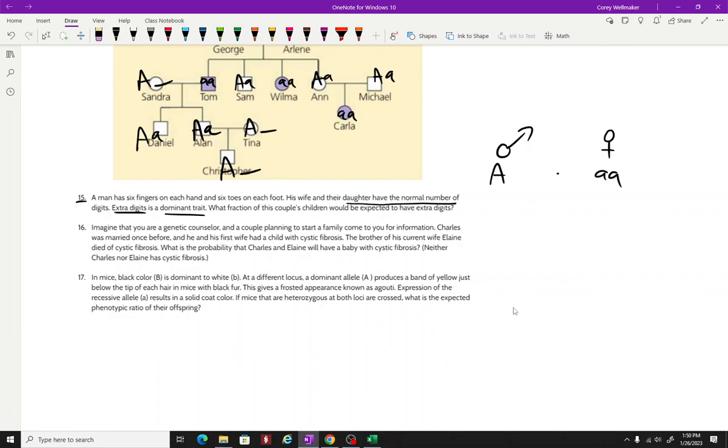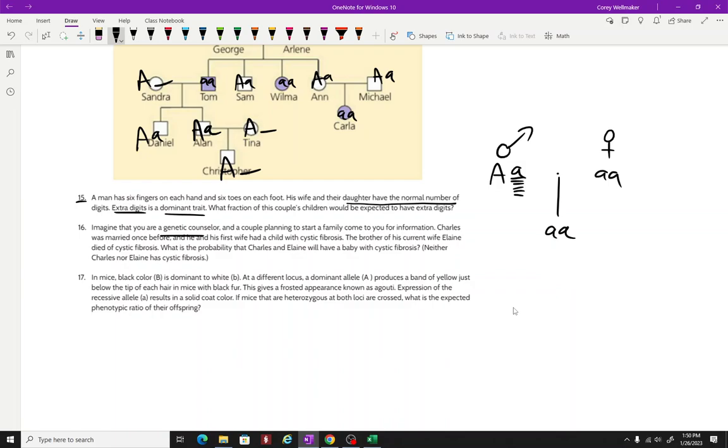Because if dad was big A, everyone has extra digits. You get an extra digit. Everybody gets an extra digit. But his daughter, they mated, and the daughter is little a. She has normal digits, so he has to be heterozygous.